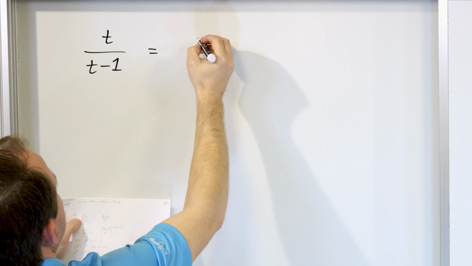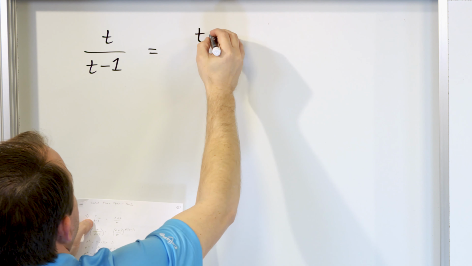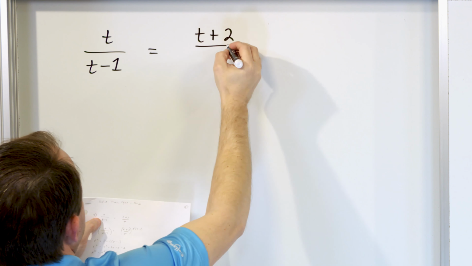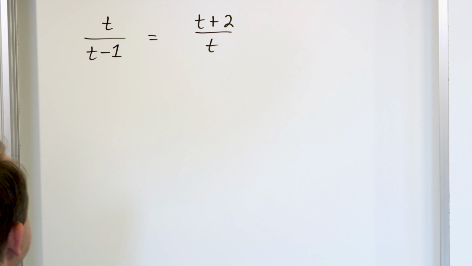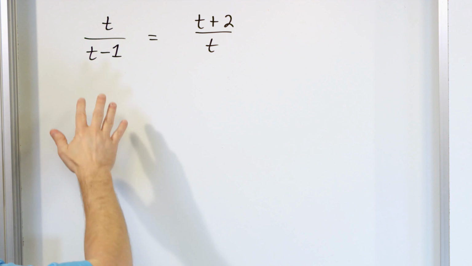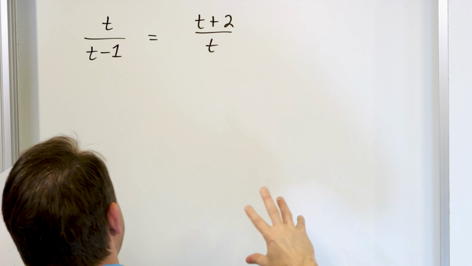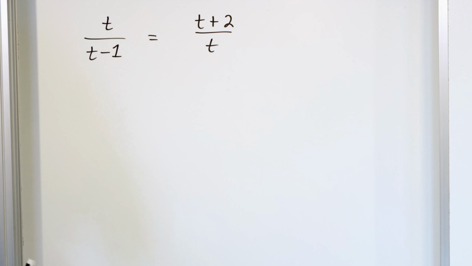t over t minus 1 equals t plus 2 over t. Now you can see this is a crazy equation. It would be difficult to solve this by just manipulating. You could do other things, of course you can. There's always many ways you can solve a problem. But because you have t's in so many different locations and there's fractions involved, it's difficult to unscramble it and get all the t's exactly where you want.